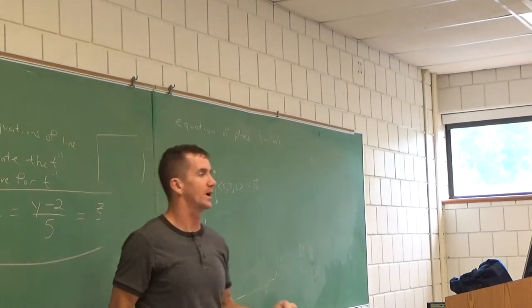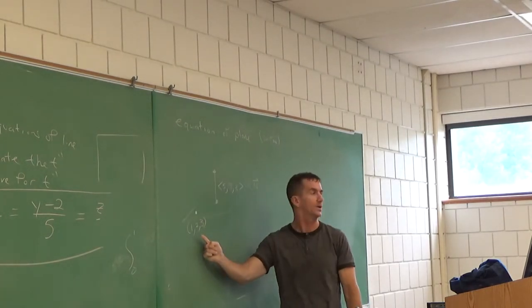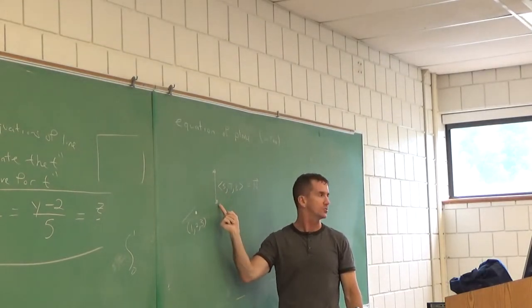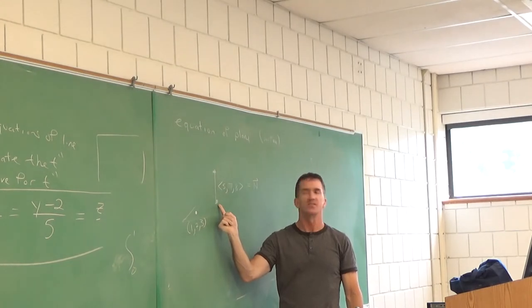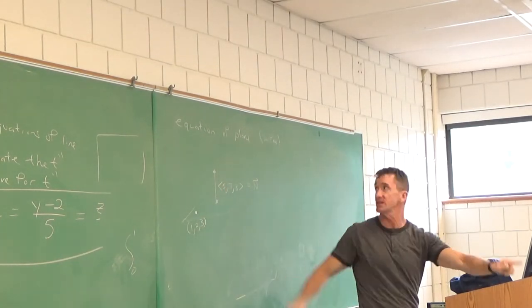So this is critical. We've got to know this. In order to get an equation of the plane, this is what we're going to need. We're going to need at least one point on the plane. But then we also need a vector that is perpendicular, or orthogonal, or normal to the plane. We're going to call that the equation of the plane.